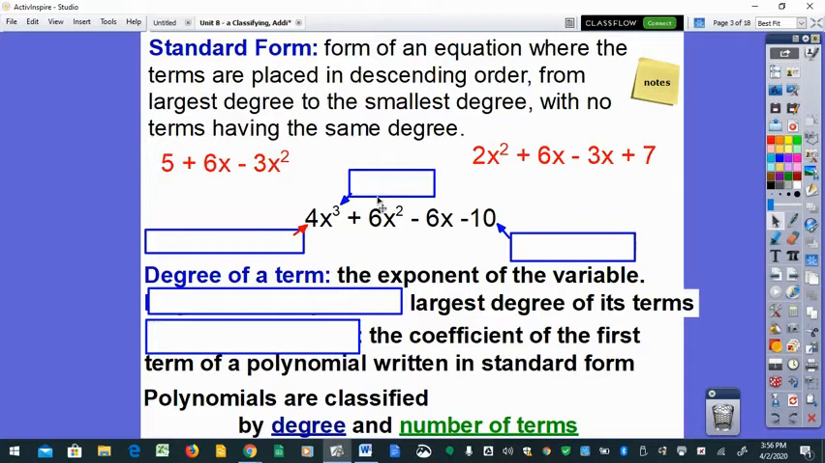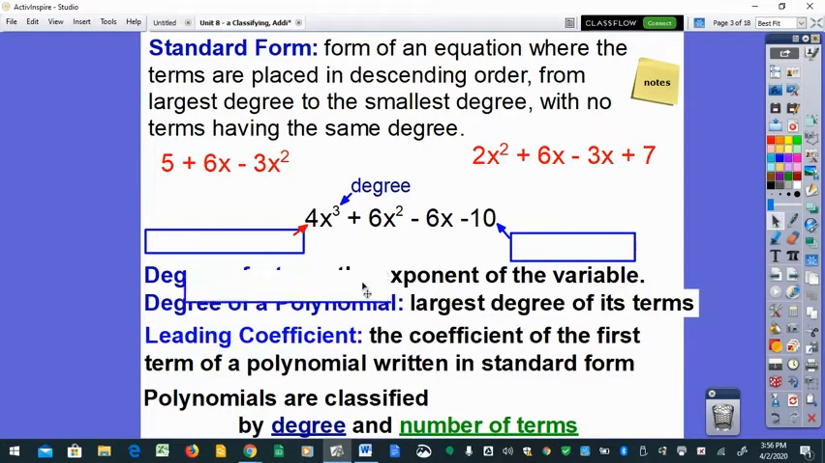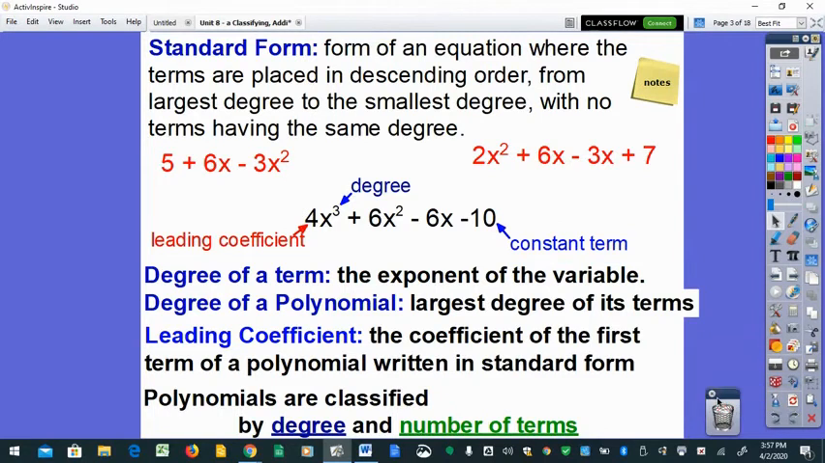So just to remind you, that little number is called the degree of the term. Now, the degree of the polynomial will be the largest exponent. So this would be a degree 3. And the leading number, the coefficient of the highest exponent, is called the leading coefficient. So there's the leading coefficient. It would be 4. This one is in standard form. The degree of the polynomial would be the 3. And oh, by the way, the constant is the caboose.